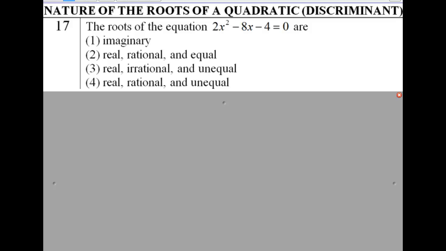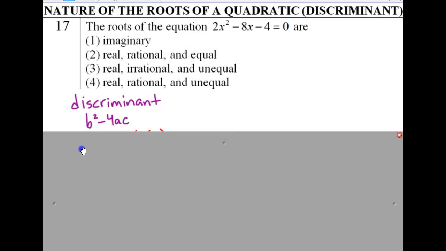Second type of question involves the nature of the roots, which is going to involve using the discriminant. This type of equation doesn't say what are the roots. It says, what kind of roots do you have? Are they imaginary, are they rational, irrational, etc.? So, we want to evaluate the discriminant, the b squared minus 4ac. Okay?